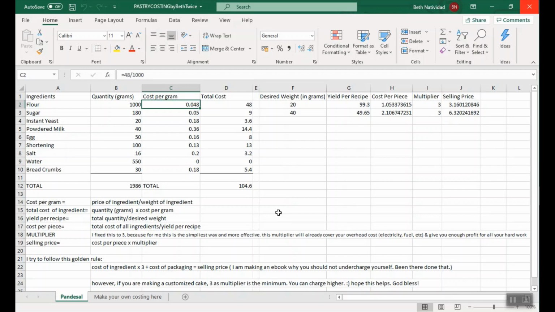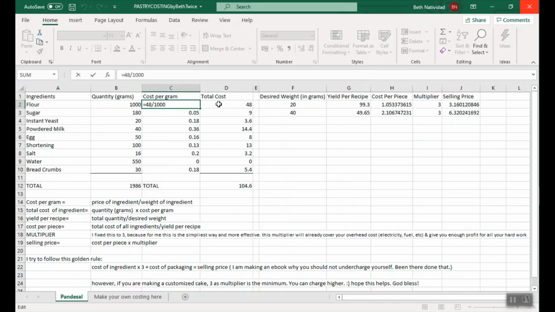So how do I arrive with this? Nakalagay dito: cost per gram is equal to the price of the ingredient divided by the weight of the ingredient. So for example, for flour, dito nakalagay yung 48, meaning that is the price of the ingredient divided by the quantity, or the weight, I mean. So for every 1 kilo or 1,000 grams, 48 pesos siya.